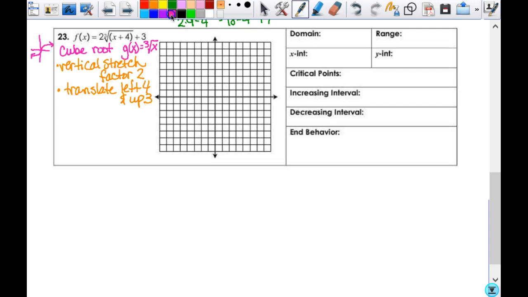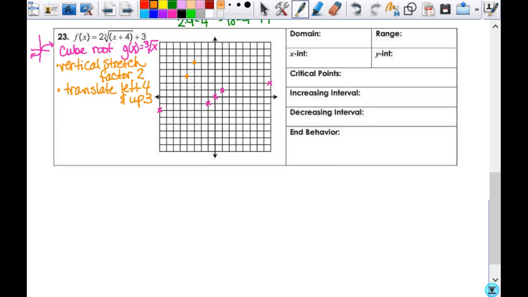So my anchor points, which you don't have to put on the graph, but we can, are these 3. And then you've got these out here: we go to 2, because the cube root of 8 is 2, and then negative 8, negative 2. So there are my anchor points. I'm going to start with (0, 0). I have a vertical stretch by a factor of 2, so I multiply by 2, and I'm still at (0, 0). Then I translate left 4 and up 3. Then I go to (1, 1). Vertical stretch by a factor of 2, so my y value is now 2. I translate to the left 4 and up 3.